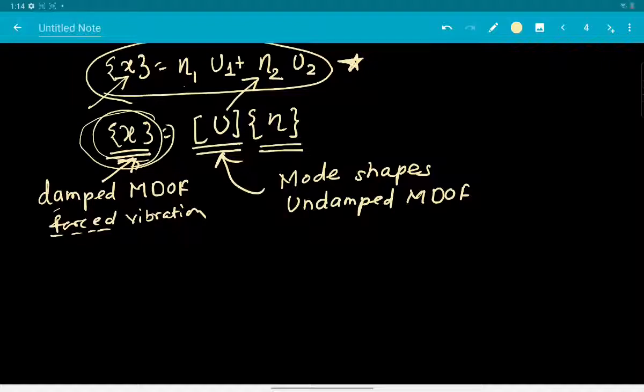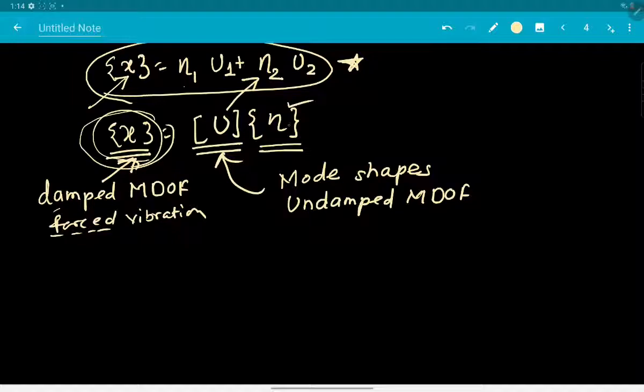As time changes, the values of eta 1 and eta 2 are going to change, and that is going to be the variation of eta 1 with respect to time and the variation of eta 2 with respect to time. So that is something that we are now interested in finding out. What is the variation of eta 1 and what is the variation of eta 2? We want to find this eta 1 and eta 2.